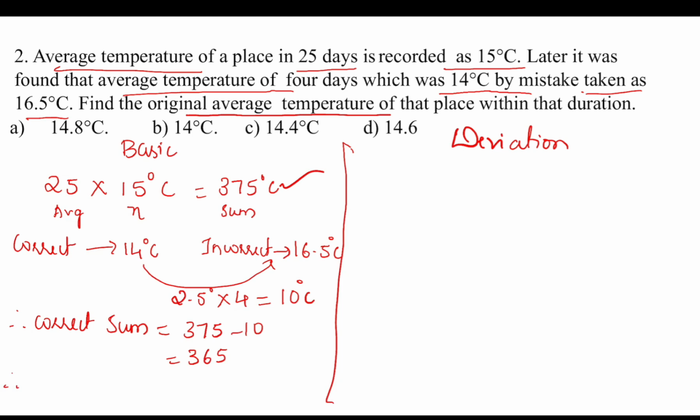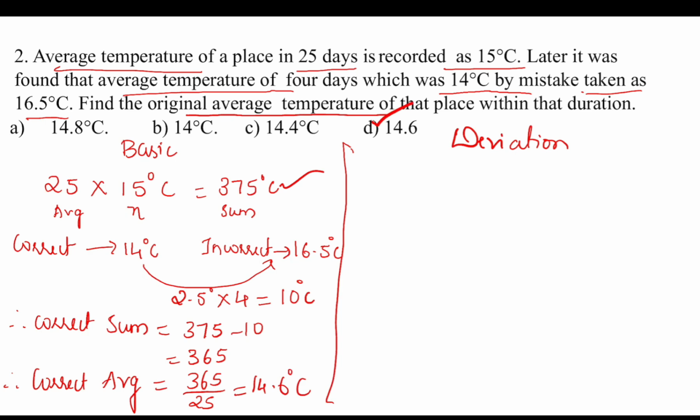Therefore the correct average is 365 divided by 25, which is equal to 14.6 degrees centigrade. When you divide, you will get 14.6 degrees centigrade. So option D is the answer. Now this same problem we'll see with the deviation method.